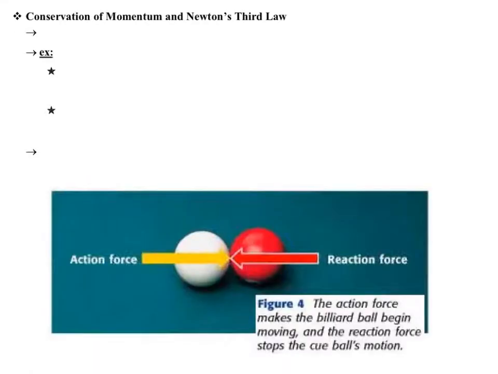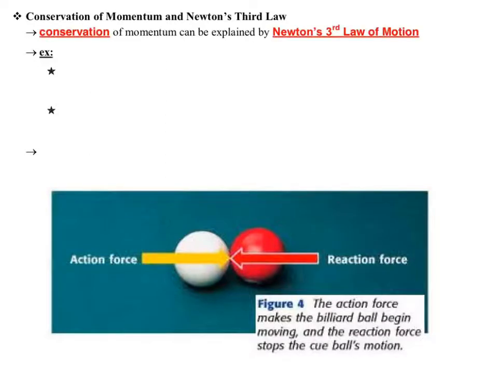Okay, which of Newton's three laws can help to explain the conservation of momentum? The answer is Newton's third law of motion. A good example is billiard balls. If you're playing pool, the proper term for that game or that sport is billiards. So you strike the cue ball, which is the white ball when you're playing pool, and the cue ball then applies a force to one of the balls that it strikes.